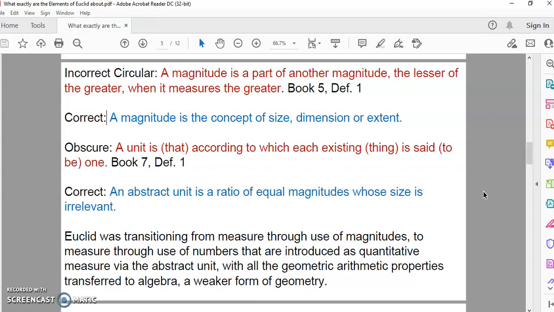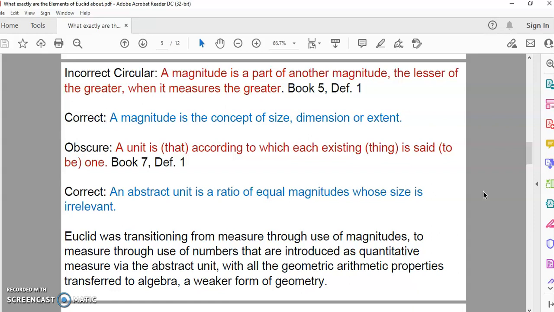And then an obscure definition is the one found in Book 7 and Definition 1, which is a shame because that's where Euclid introduces number and algebra. So he says a unity is that according to which each existing thing is said to be one. Now, the interpretation of that is really very, very iffy. But the correct interpretation is that an abstract unit is a ratio of equal magnitudes whose size is irrelevant.